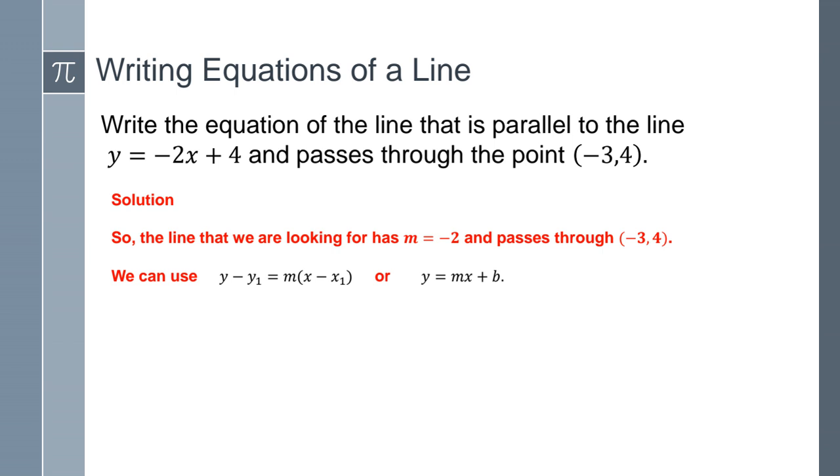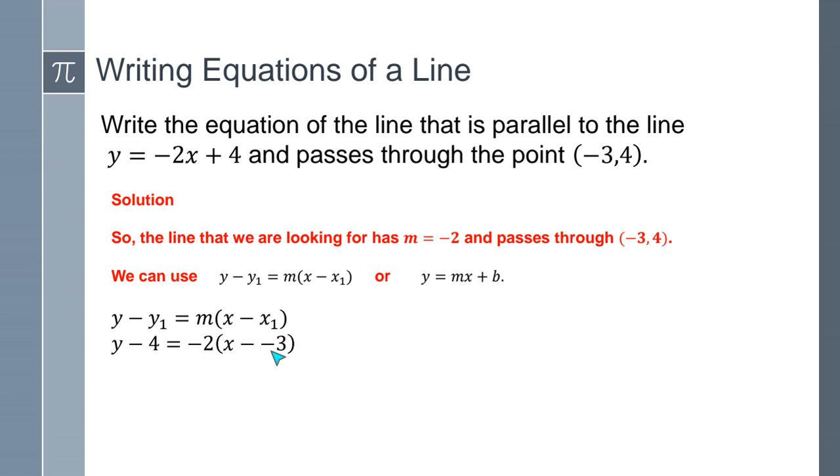Now that we know the slope, negative 2, and we know it passes through negative 3 and 4, we can use the point slope form of a line or the y-intercept form. I'm going to use the point slope here. So we have y minus y1. Where are we going to get this y1 from? From the point that they give us, where the y is 4, so I'm going to substitute 4. M is the slope. Since the lines are parallel, we're using the same slope as the given line, so our slope is negative 2. And then we have x minus x1, where x1 comes from that point, negative 3.